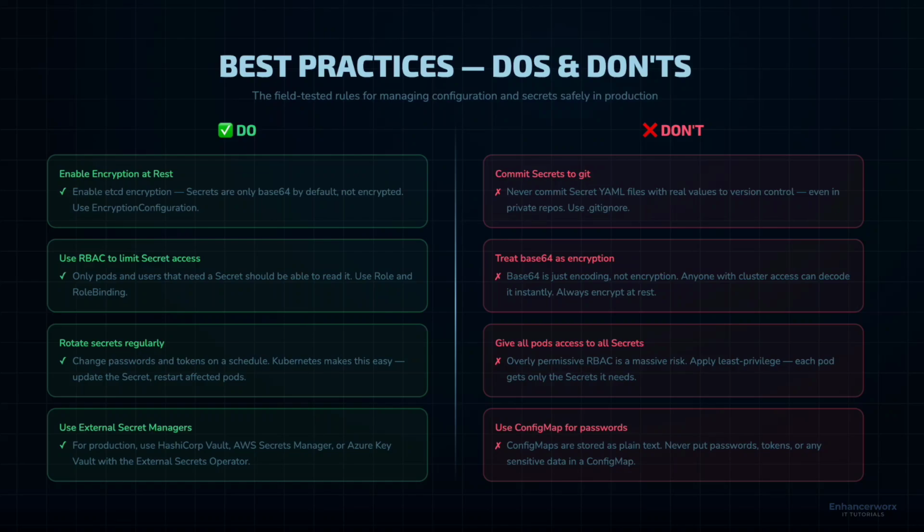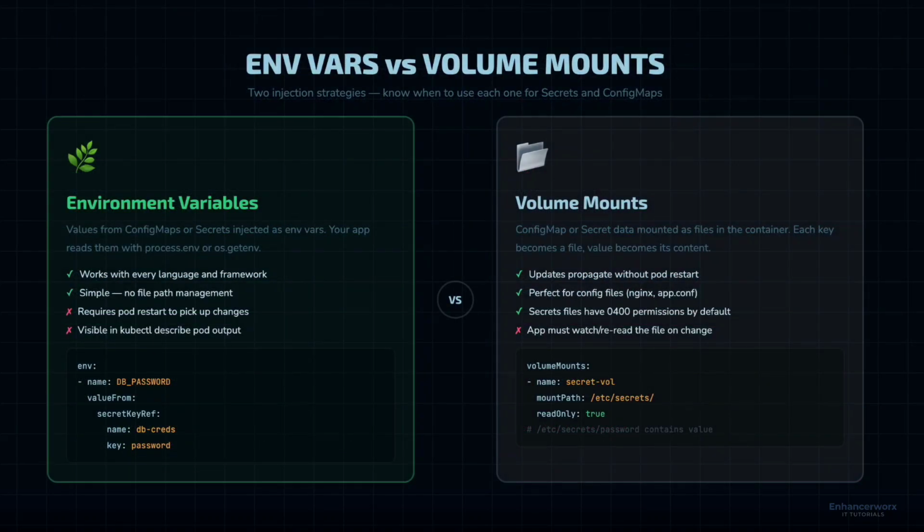When choosing between environment variables and volume mounts for both secrets and config maps, consider this: env vars are simpler and work with every language, but the pod needs a restart to pick up changes. Volume mounts enable hot reload, files update automatically. Volume-mounted secrets also get secure file permissions by default.